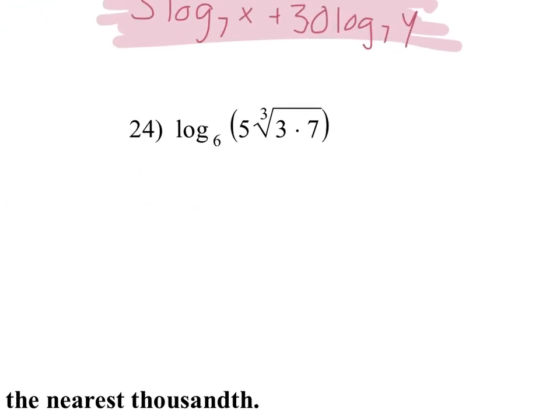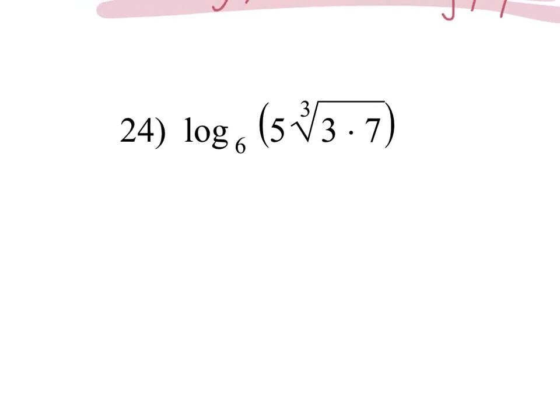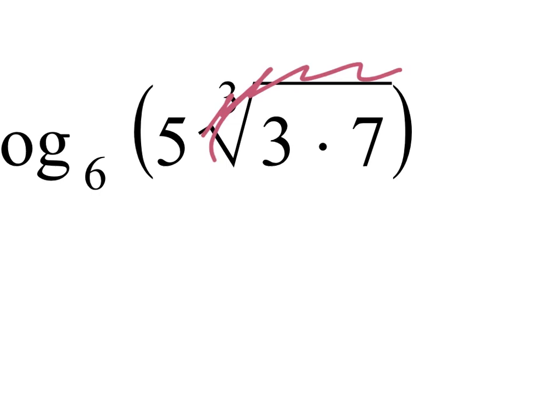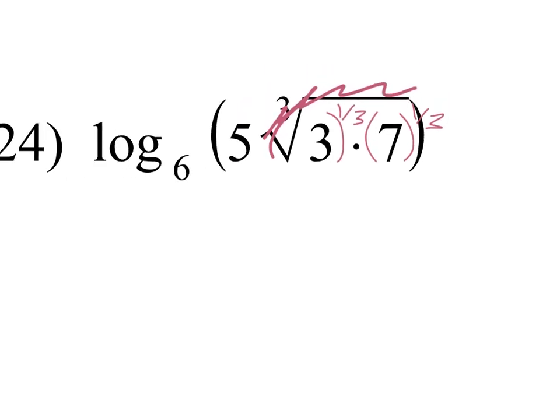All right, 24. Okay, so we're multiplying everything inside the parentheses, but if we take a look at it closer, the 3 and the 7 are both under this cube root. So to get rid of the root, this is the same thing as saying 3 raised to the 1/3 and 7 raised to the 1/3. And we raise both of them to the 1/3 because they're both under the cube root.